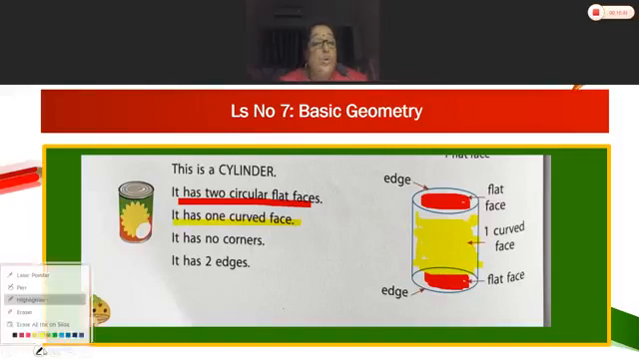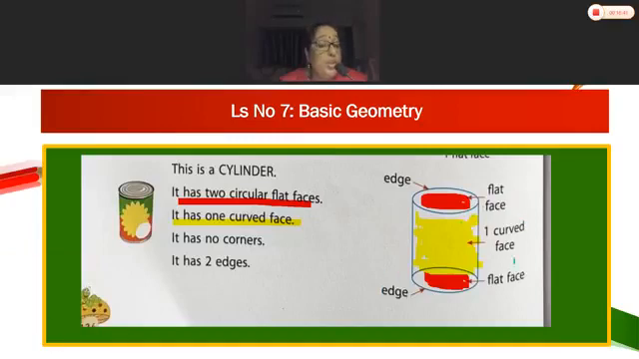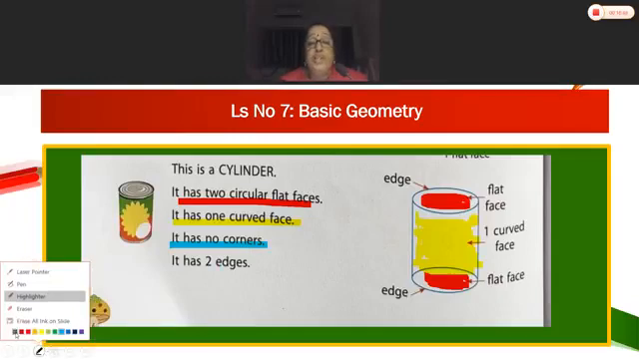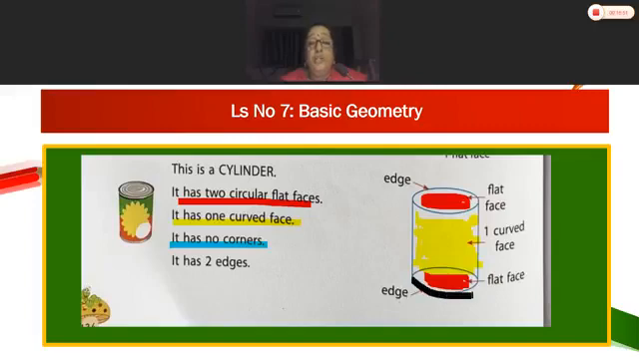Now it has no corners. Can you see corners here, children? No, it has no corners. It has two edges. Okay, we will see the edges. See, one and two with the blue color.